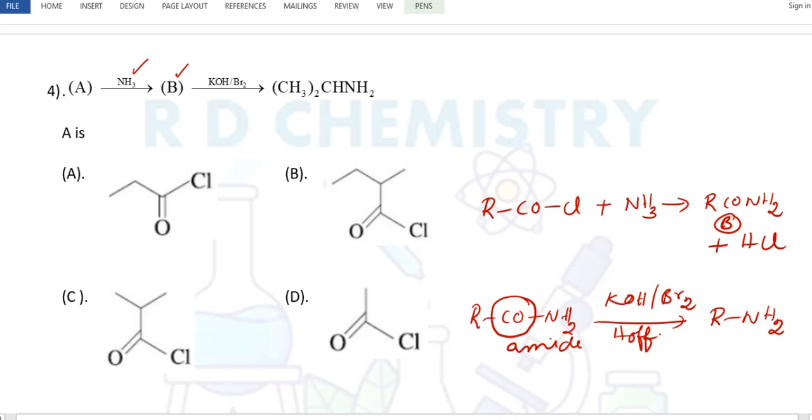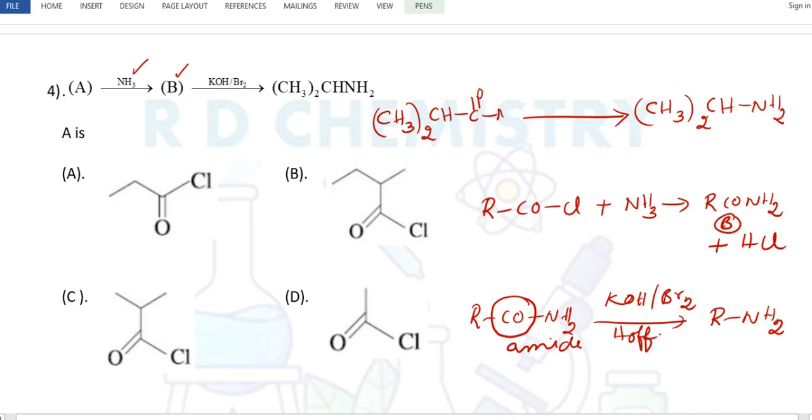Reverse order we will go. So what is given is (CH3)2CHNH2. Okay. Now they should be the amide. I'll write the corresponding amide with the CO introduction. (CH3)2CH, introduce now C double bond O NH2. Amide. Okay. This amide on KOH and bromine, Hofmann bromamide reaction, this C will be lost. Remember this one. Then, this is the B compound.